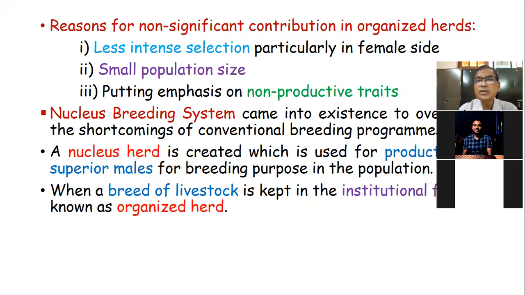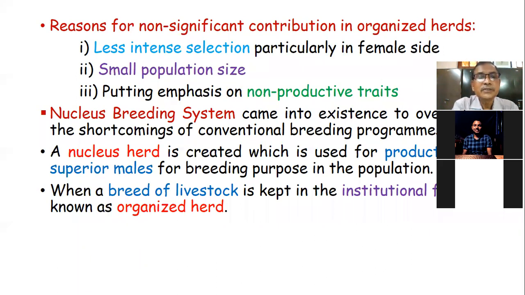So, what is the lacuna in the organized herd? The organized herd is also very small in size, with a small population size and less intense selection. Due to small population size, the selection intensity cannot be increased, and until you increase the selection intensity, the improvement cannot be achieved to the desired level. Then there is the emphasis on non-productive traits. Sometimes for the selection of animals, some non-productive traits are given emphasis. So these are the reasons.